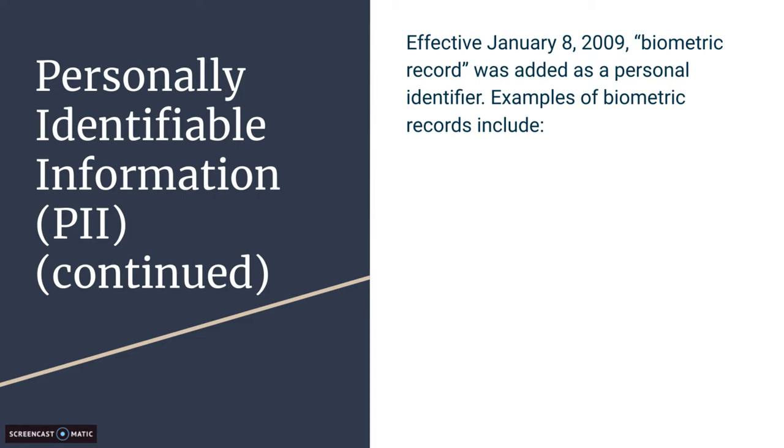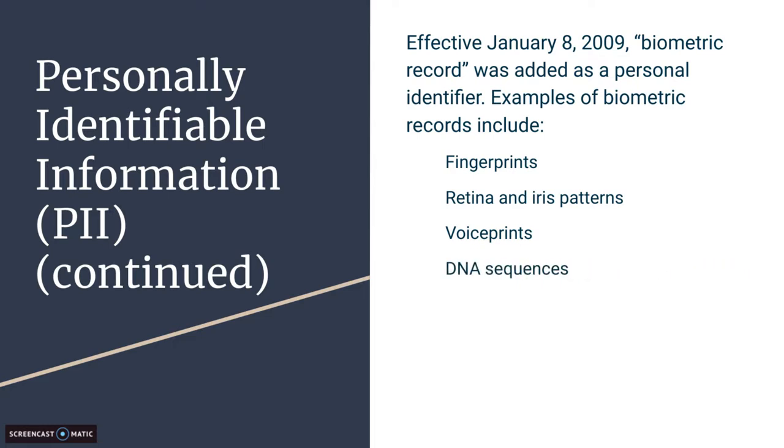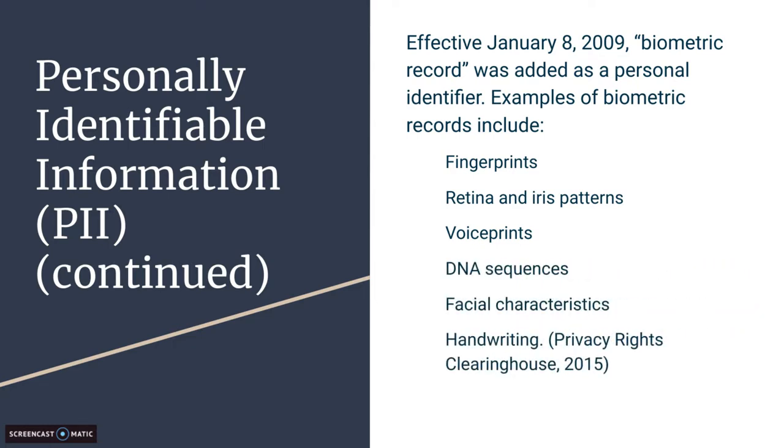And then continuing on with personally identifiable information, in January 2009, biometric record was added as a personal identifier. So some of these things include fingerprints, retina and iris patterns, voice prints, DNA sequences, facial characteristics, and handwriting. All of those things could now be considered personally identifiable information.